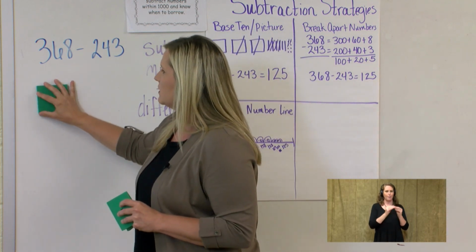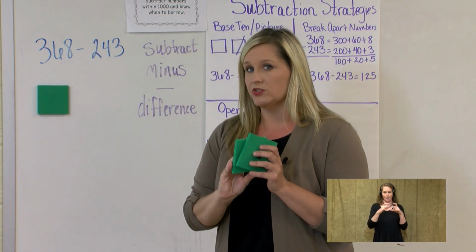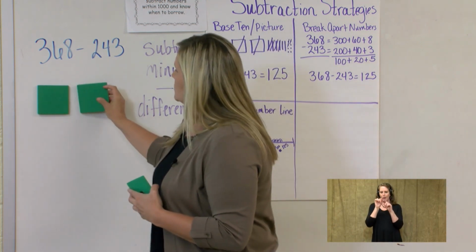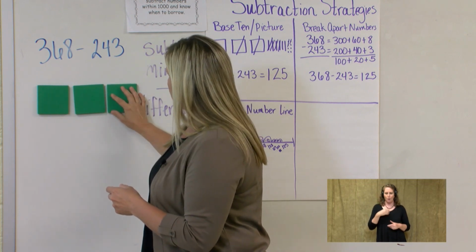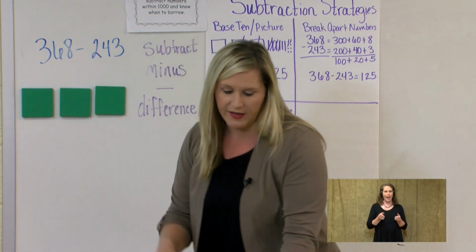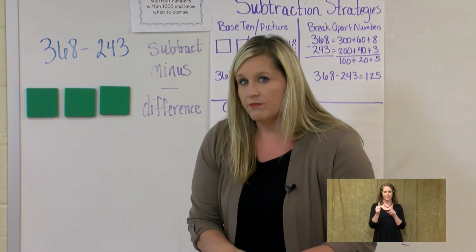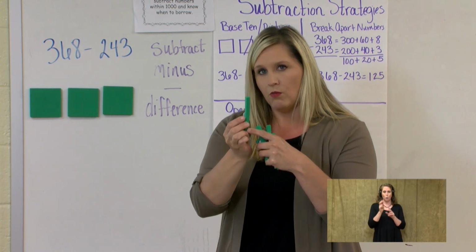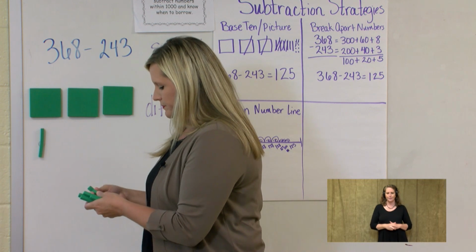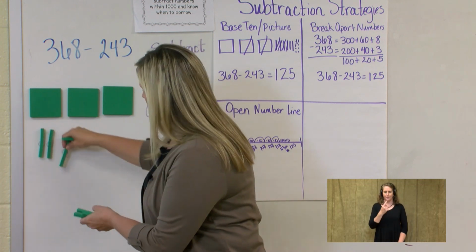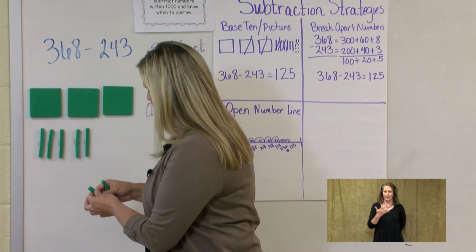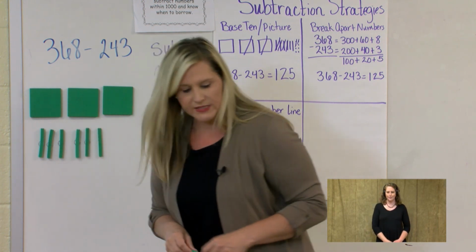So how many hundreds will I need? Remember, these squares are my hundreds. There's 100 small squares in one of these big squares. So I have 1, 2, 300. So there's my 300s. How many tens do I have? Remember, my tens are my sticks, and there's 10 ones in one stick of 10. So I need 6 of those. 1, 2, 3, 4, 5, and 6. So there's my 6 tens.